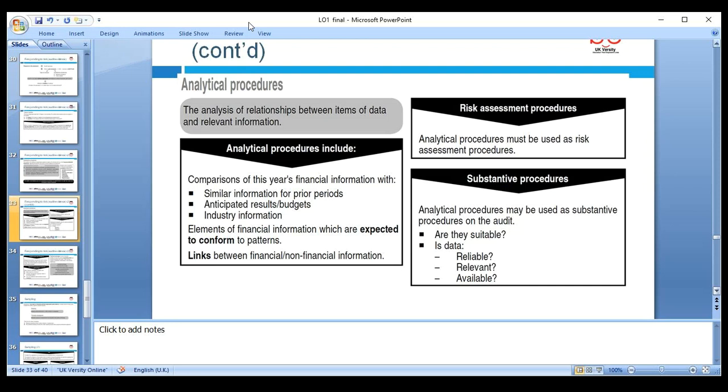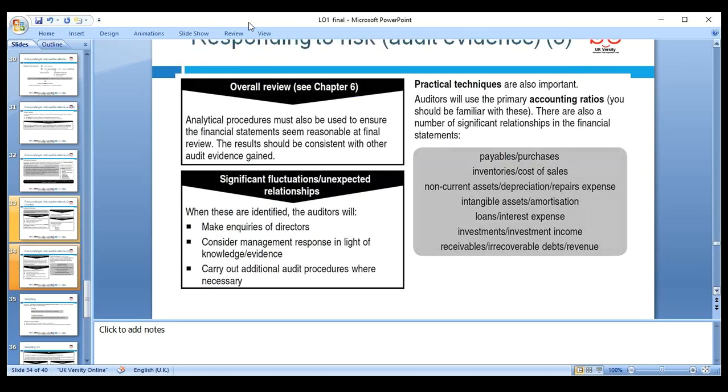Similar information from the prior period. Is the costing method, whatever has been used, activity based or standard costing, because the value of the asset can change, especially in terms of inventory. Elements of financial information expected to follow patterns. Link between financial and non-financial information. Risk assessment, we must carry it out. Is it reliable, relevant, and available? Yes, substantive procedures we can use.